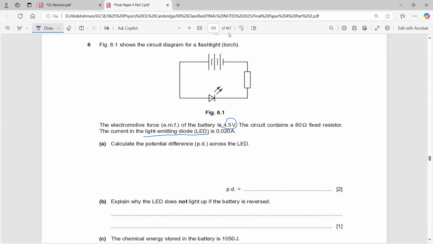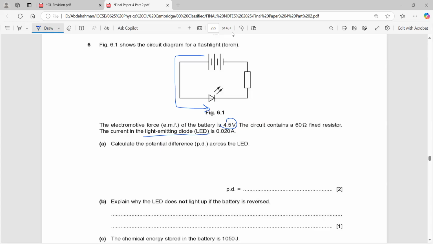What is the difference between the LED and a lamp? An LED switches on only if the current is passing in this direction. Now, what happens if the current passes in the other direction? Will it be switched on? No, it will not switch on if the current passes in the other direction. So this is an LED, a light emitting diode, which switches on only if the current passes through one direction.